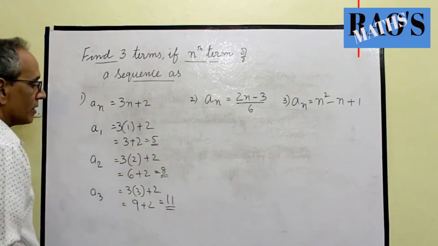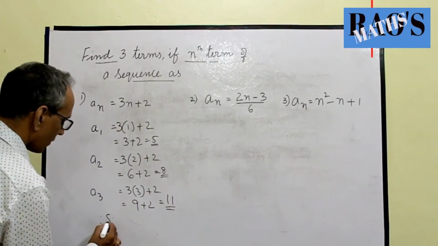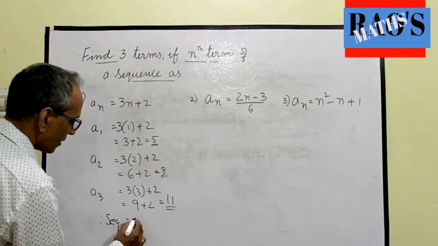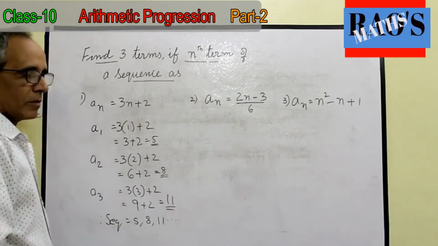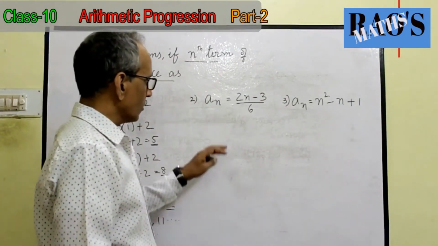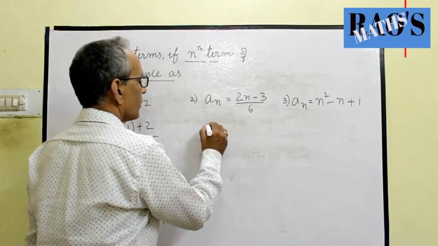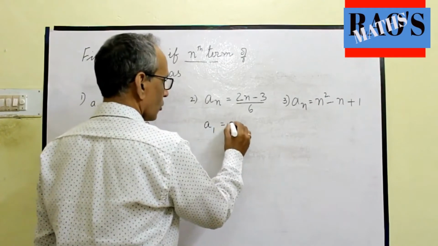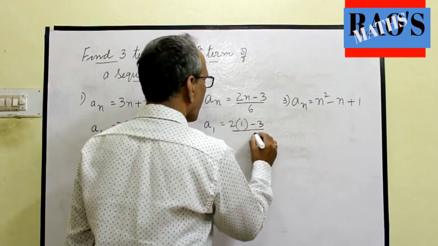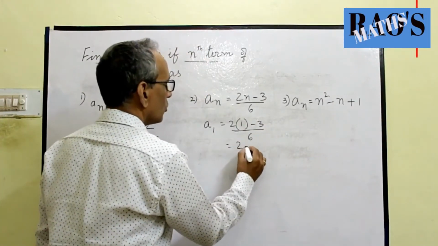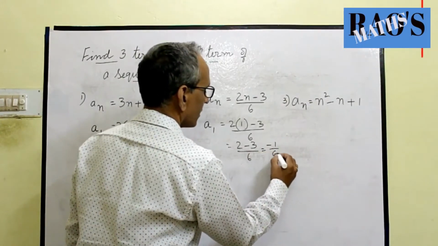So we observe the sequence. The sequence is now 5, 8, 11. Therefore, the sequence is 5, 8, 11 and so on. Let's go for the second sequence whose nth term is defined as (2n minus 3) by 6. So the first term of the sequence, A1, is equal to (2 of 1 minus 3) by 6, that is 2 minus 3 by 6. Of course I get minus 1 by 6. This is the first term.